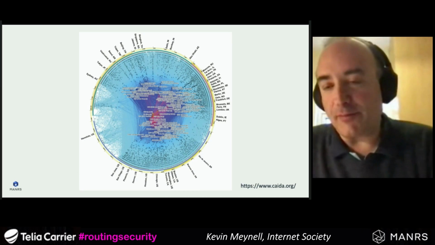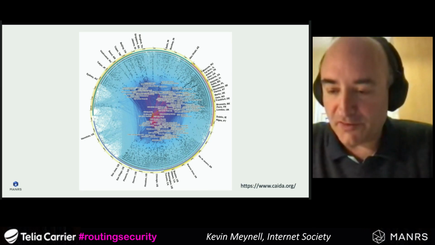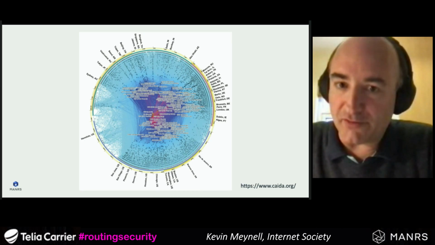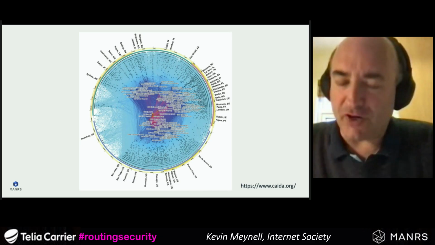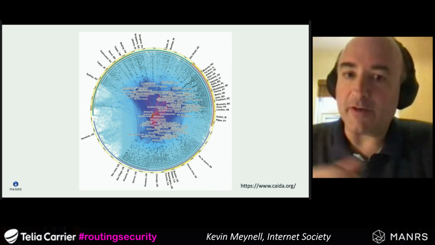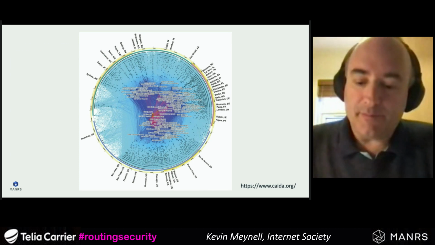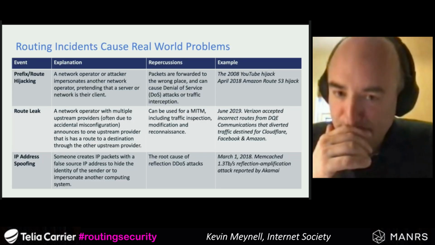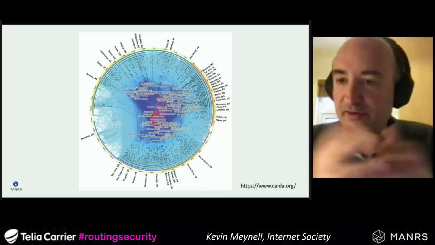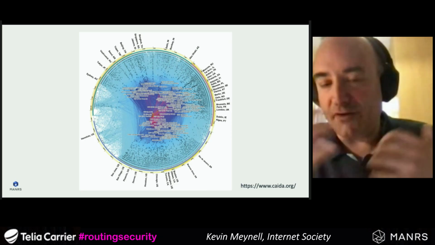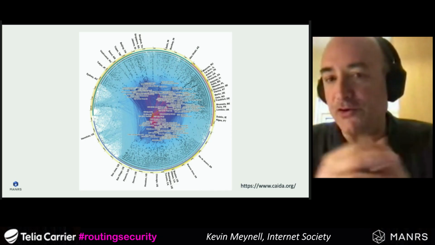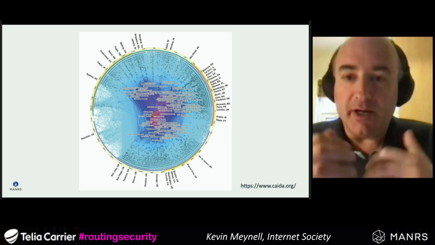So this is an attempt by CAIDA. This is a project based at the University of San Diego that attempts to do a lot of traffic measurements of the internet and do a lot of mapping of the internet. And they have attempted to draw a map of the internet. This is to some extent trying to be geographically correct insofar as you can do this with the internet.